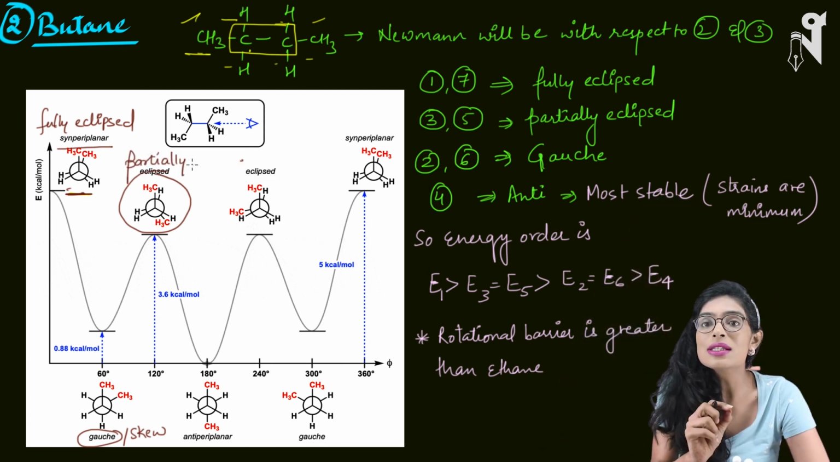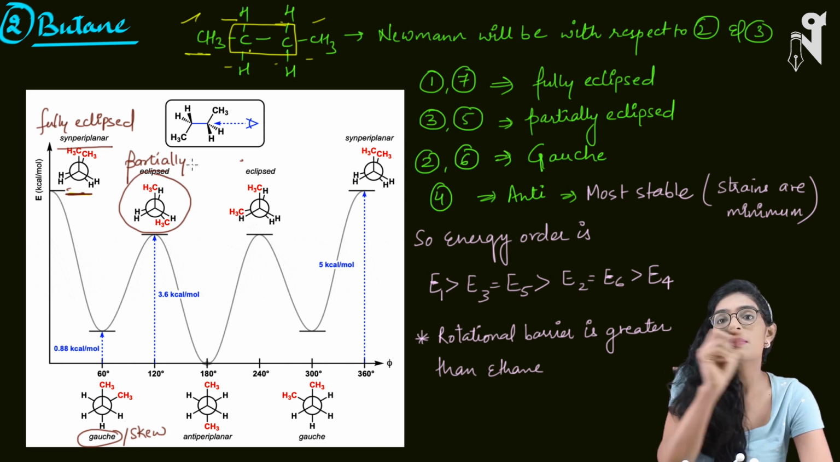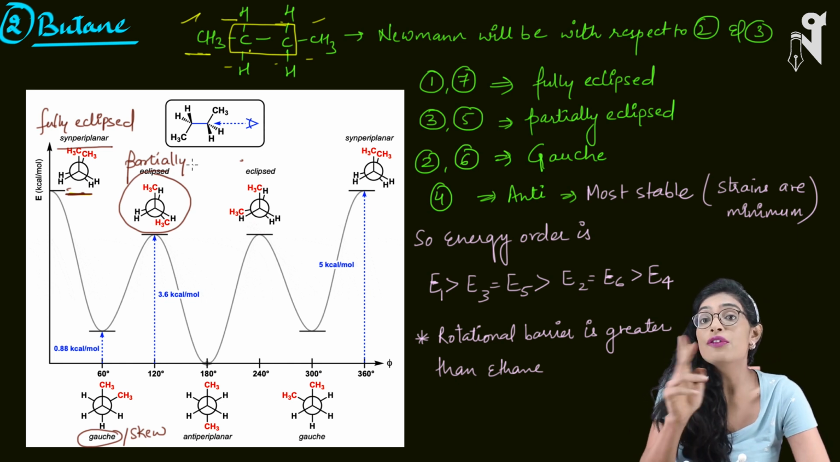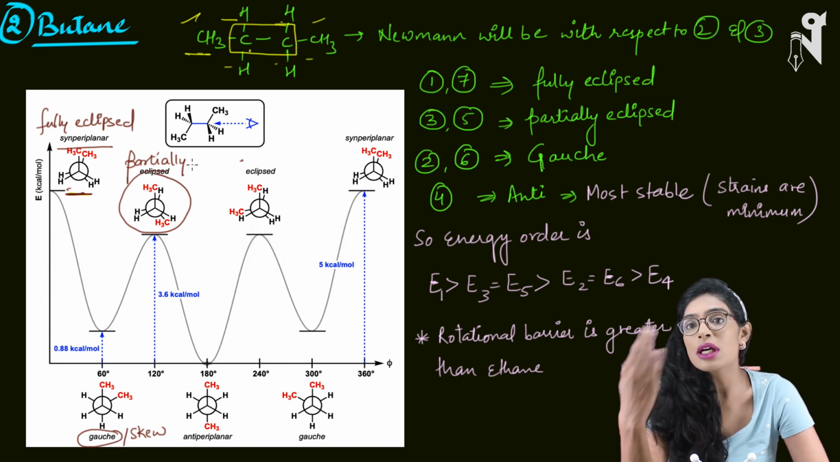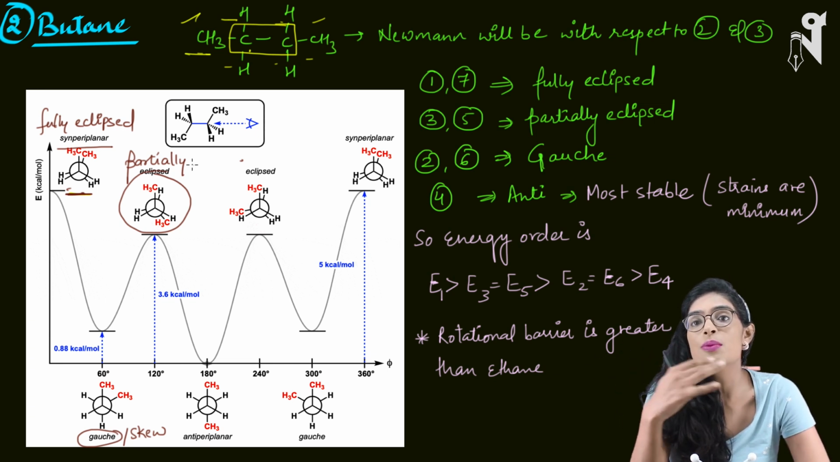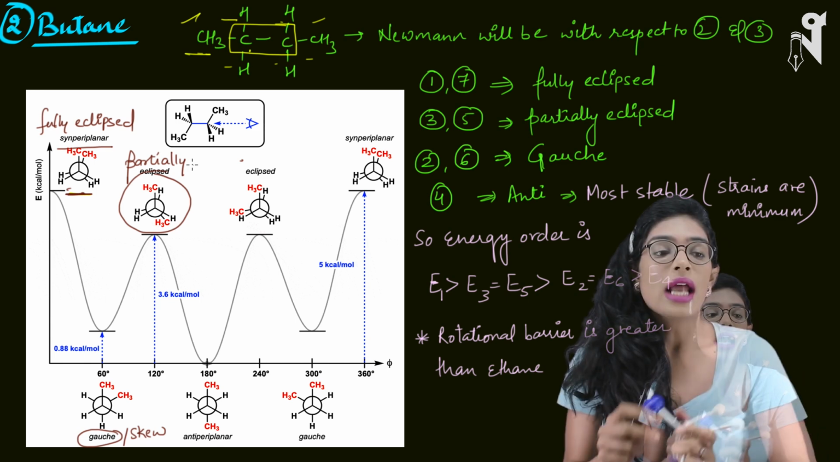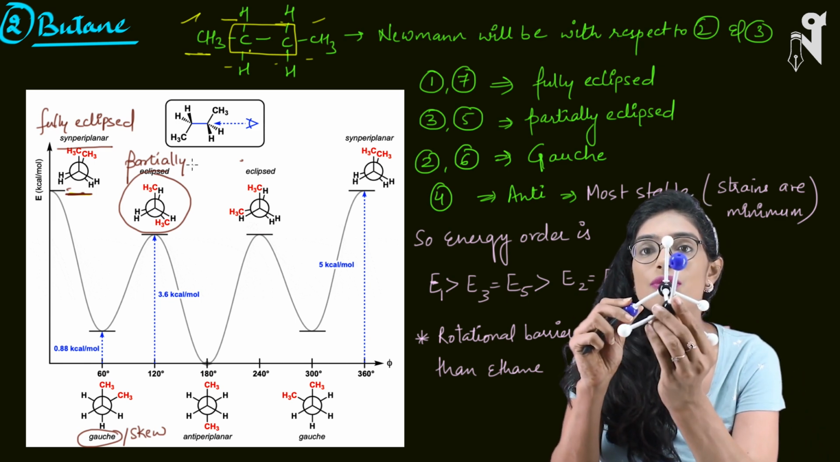Partially. So that is the reason why I used the terms fully eclipsed and partially eclipsed, so that you can differentiate between the two eclipsed forms. In the fully eclipsed form, the same groups are covering each other. In partially eclipsed, different groups are covering each other. Okay, now let's understand further. Let's move it a further 60 degrees.